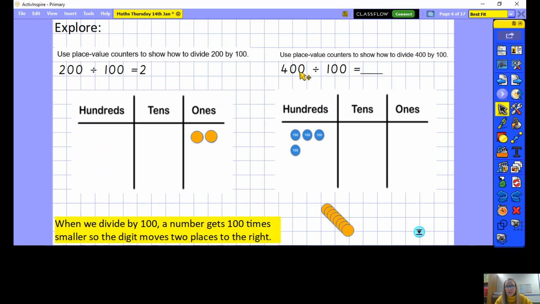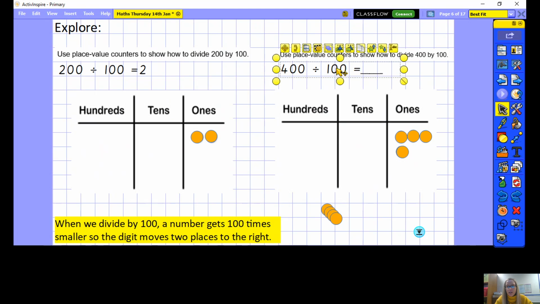Here we've got 400 divided by 100, so we move our 400s across 2 spaces to the right. 1, 2, and I'm going to replace those hundreds with ones again because we're now in the ones column.